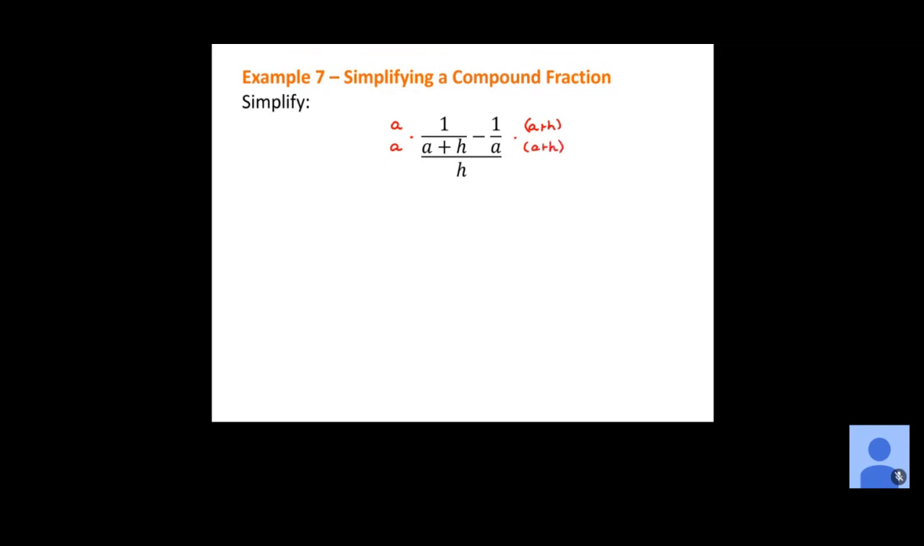Okay. All right. So now when we simplify that, in this first fraction, we're going to have a over a times a plus h minus, and this other fraction is going to give us a plus h over a times a plus h. And then don't forget all of that is still over h. Any questions on that step?